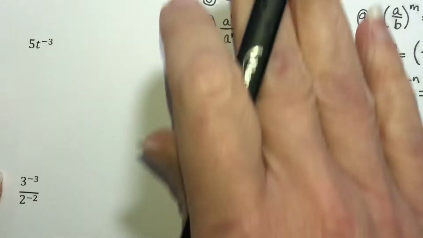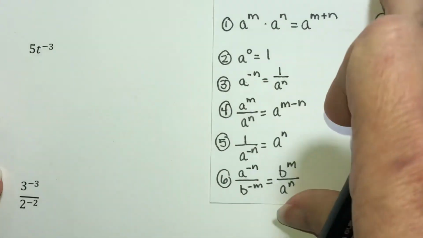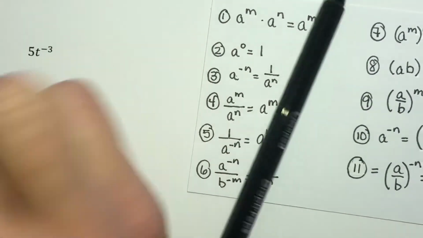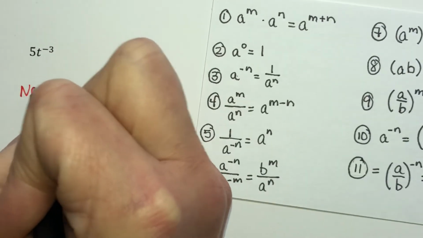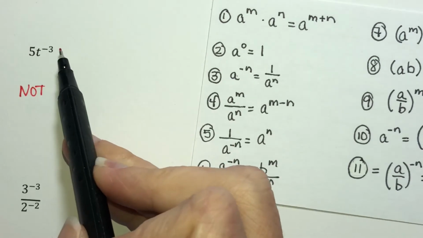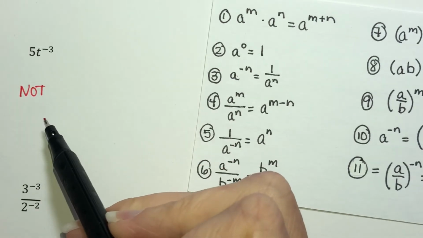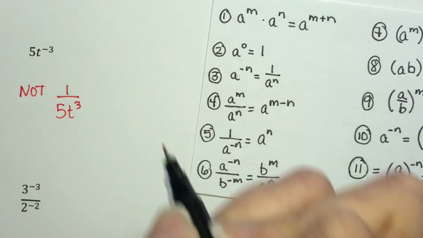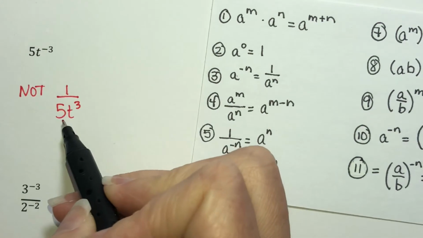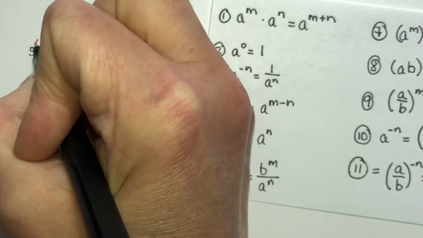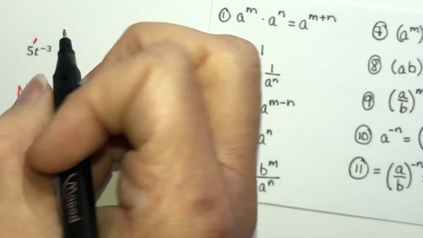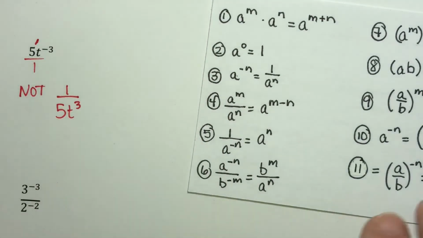Okay, so let's look at this one. This type of problem, I see a lot of mistakes on. And that's because people, let me just show you what you don't do. People see the negative exponent, they remember that they need to move it to the bottom, and so they write down 1 over 5t to the third power. The reason this is not correct is because there is an understood first power on that 5. The exponent on the 5 is a positive number. It's not going to move. Right now, you can think of this as over 1.